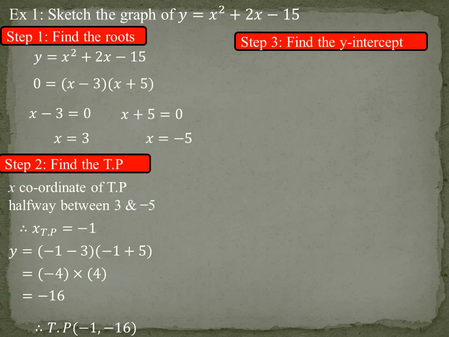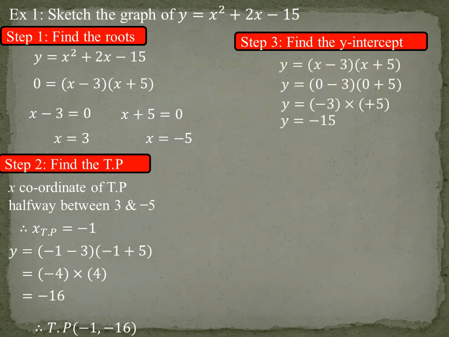Third thing you need to find is the y-intercept. Remember, in standard form, the y-intercept is simply the coefficient at the end, so it is, in this case, minus 15. But if you choose to not do that, you can just find the y-intercept by remembering that at the y-intercept, your x-coordinate will always be 0, so you just replace x by 0 in your quadratic equation and solve for y. So the y-intercept is at (0, minus 15).